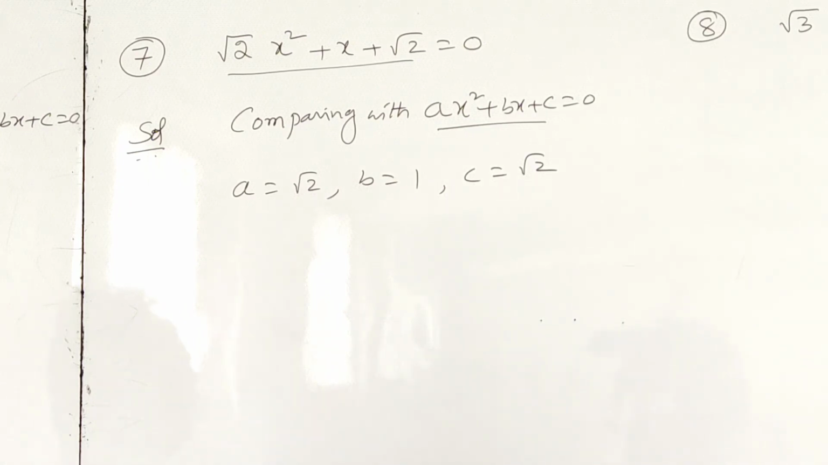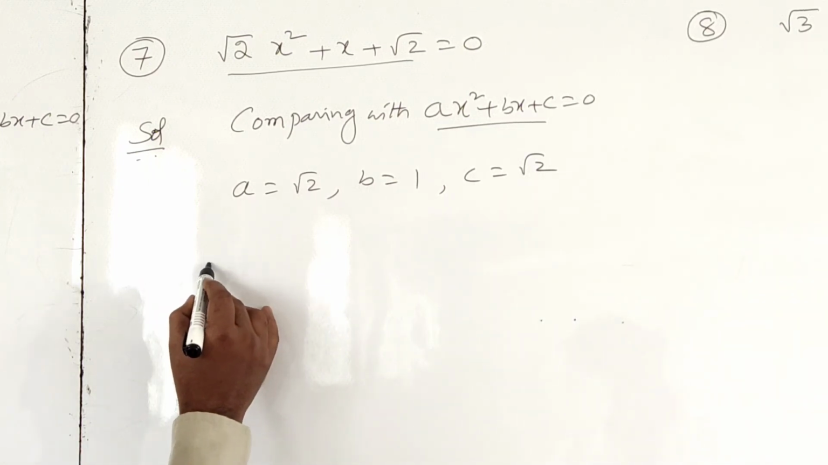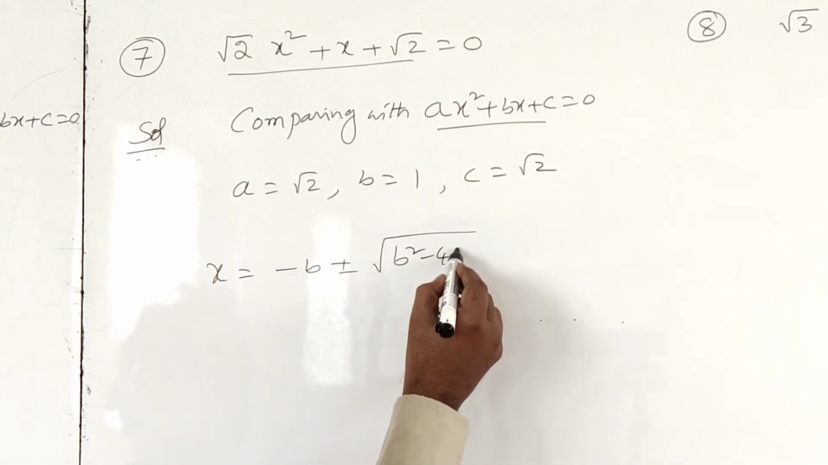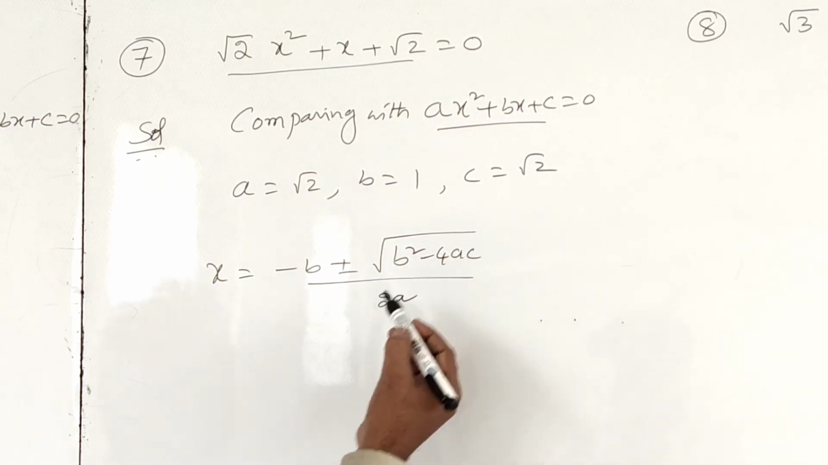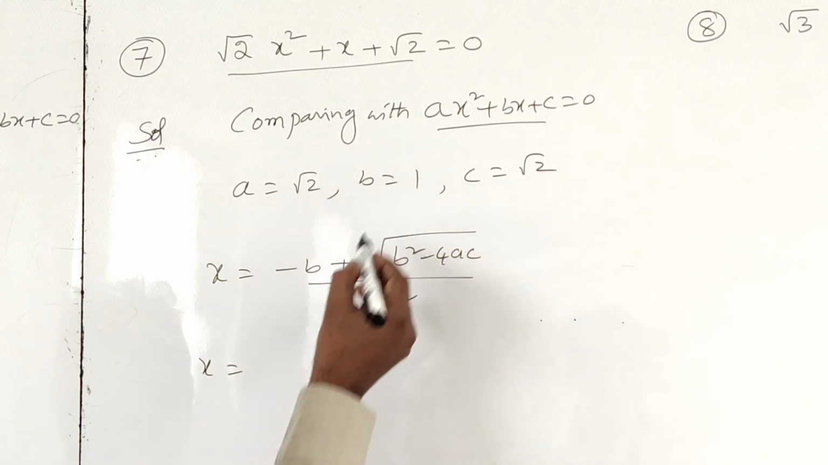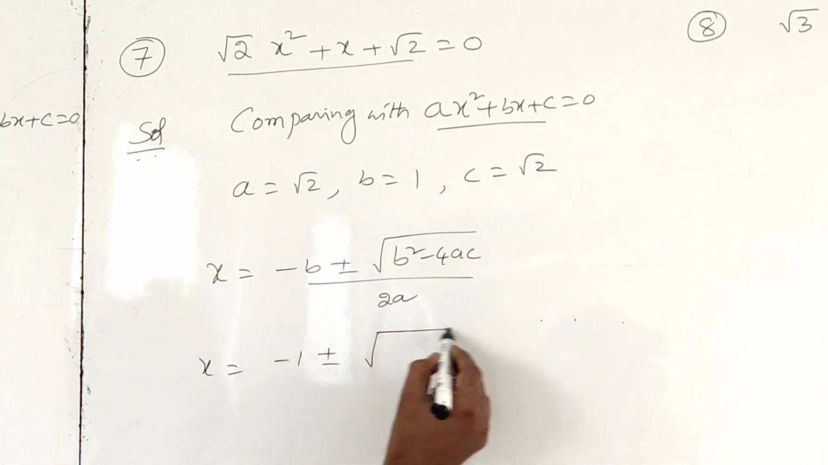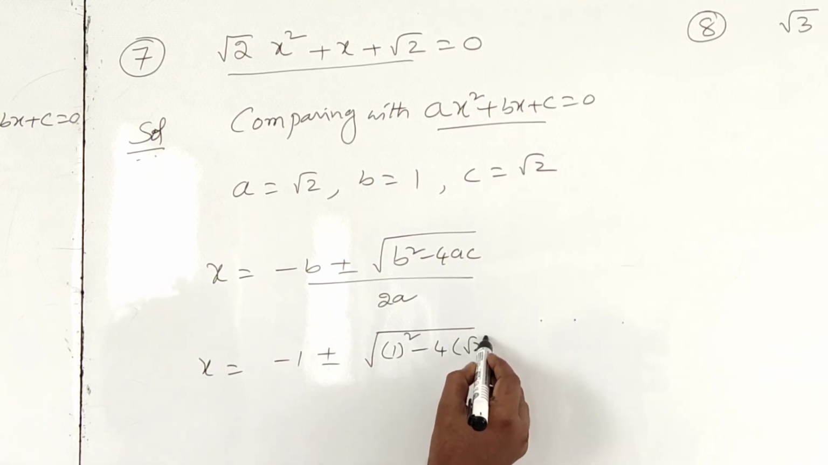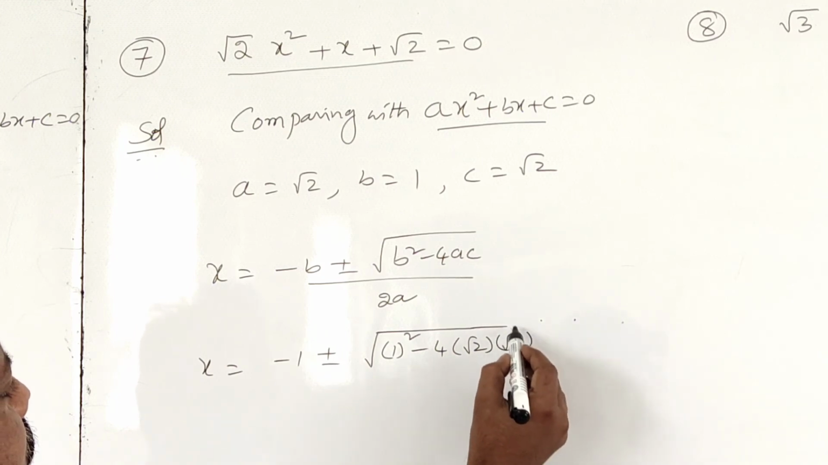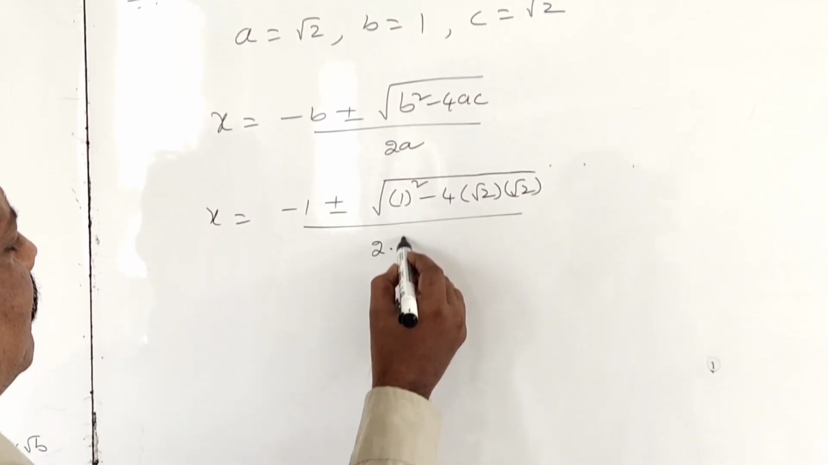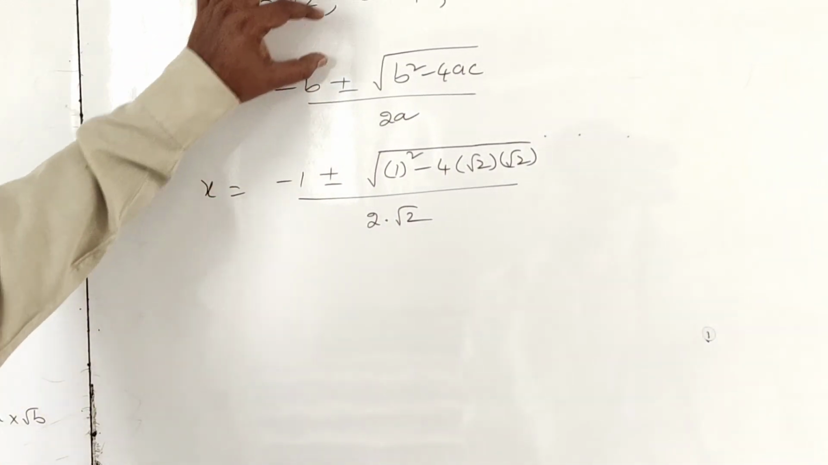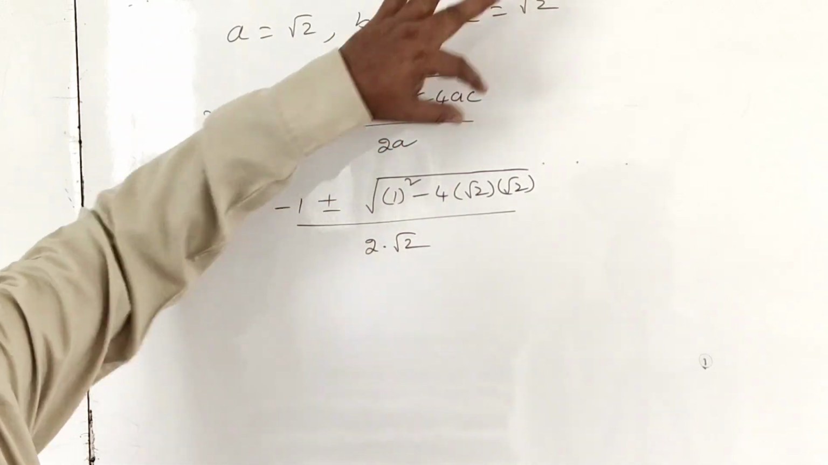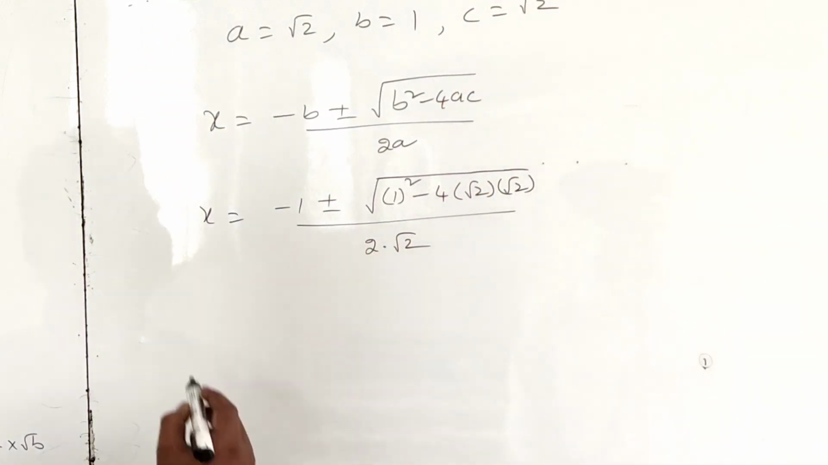Now we have to calculate the x value or root. There is a formula: x is equal to minus b plus or minus under root b square minus 4ac upon 2a. So x is equal to minus b, there is minus 1, plus or minus under root b square value, there is 1 square, minus 4 into a value root 2 and the c value also root 2, upon 2 into a value root 2. Understood, students? So we substitute the b value, and b square minus 4 into a as well as c upon 2a. Now you can simplify this.